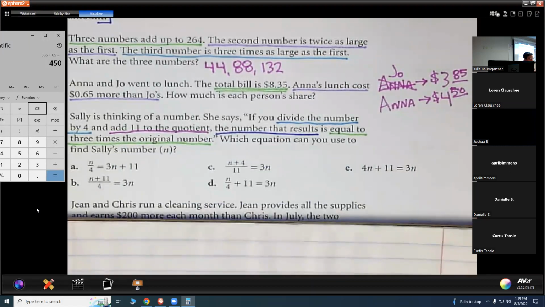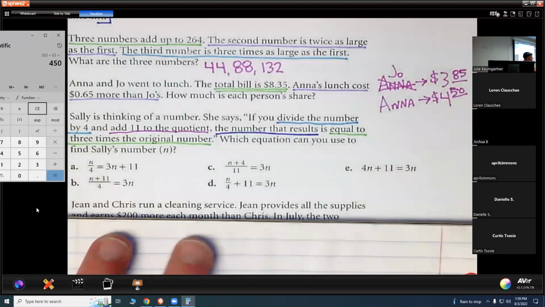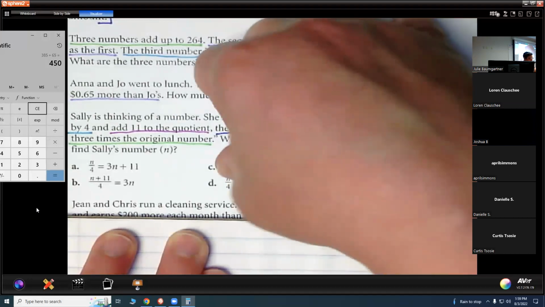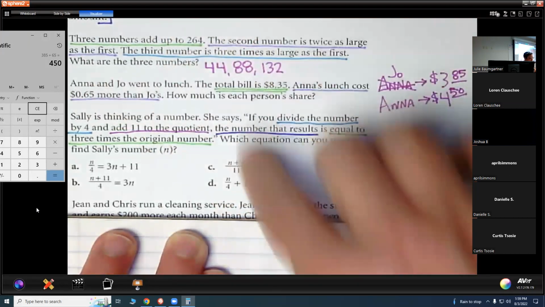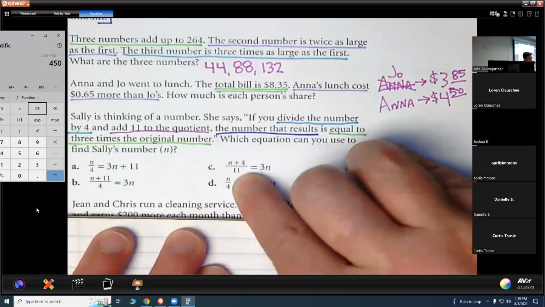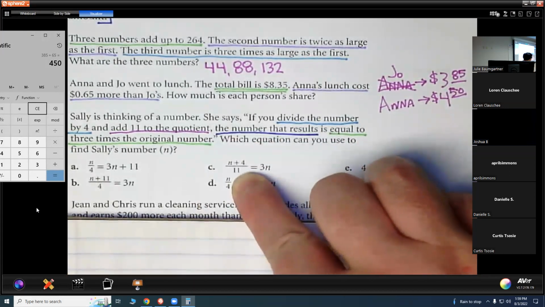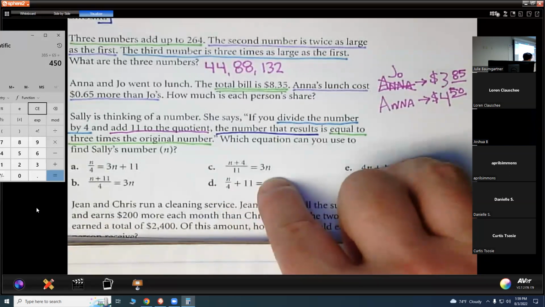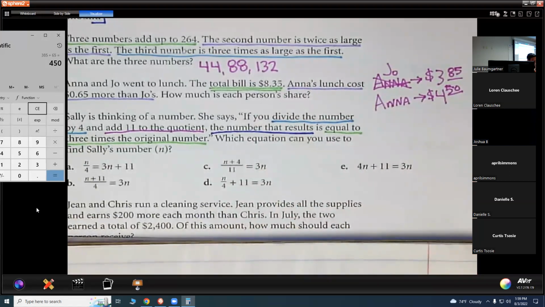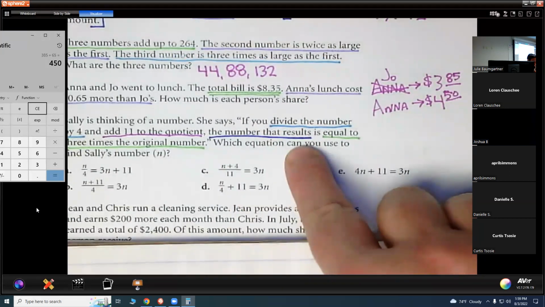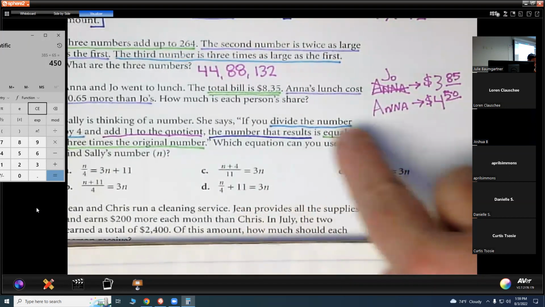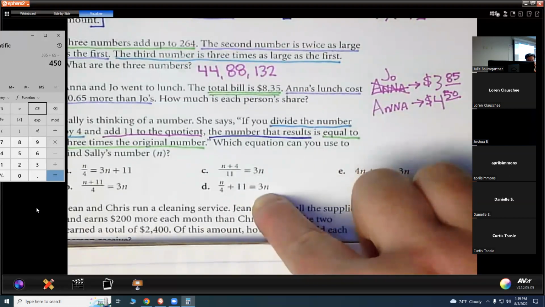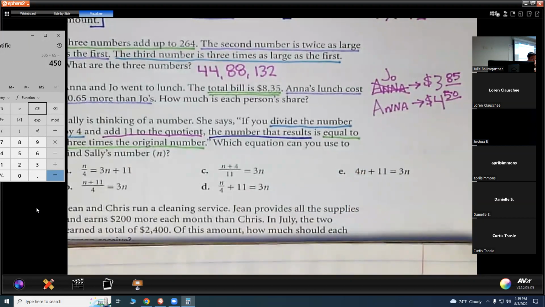All right, so then we already talked about 5, but hopefully everyone agrees that the answer is D, right? Divide the number by 4 and add 11 to the quotient. And quotient is basically the outcome of a dividing problem. And of course, if you were gonna follow the order of operations, you would do the dividing and then the adding. So hopefully that makes sense. And then the number that results is our equal sign. And the number that results is equal to 3 times the original number. So the answer is D.